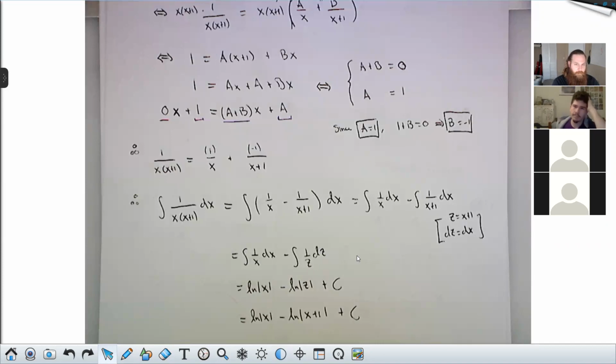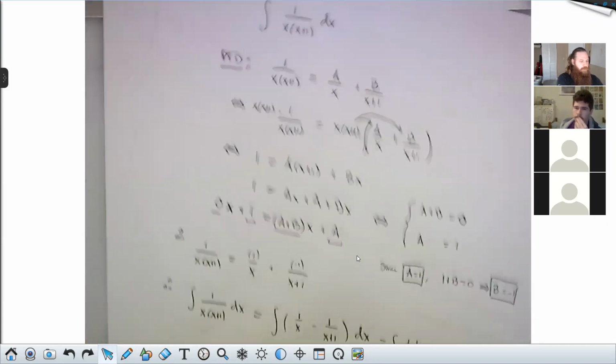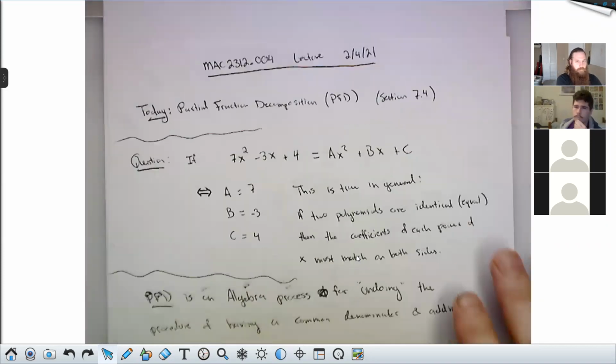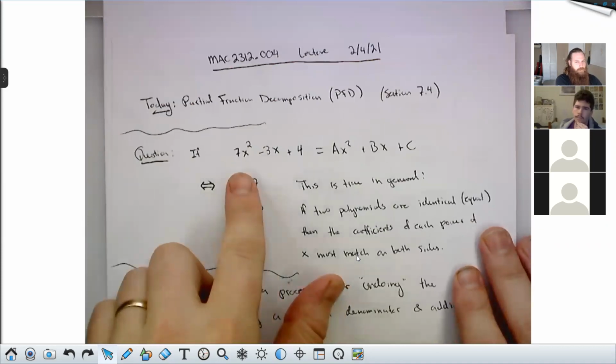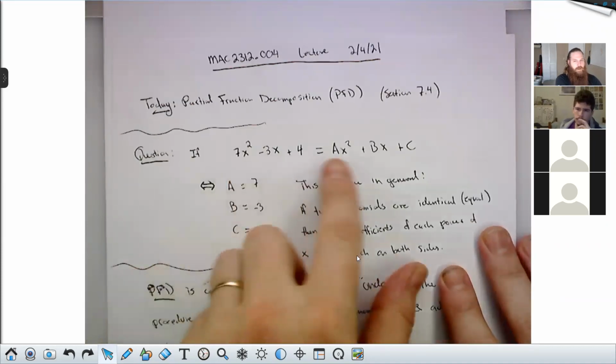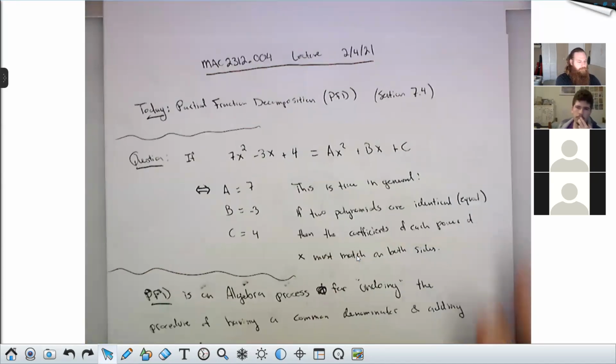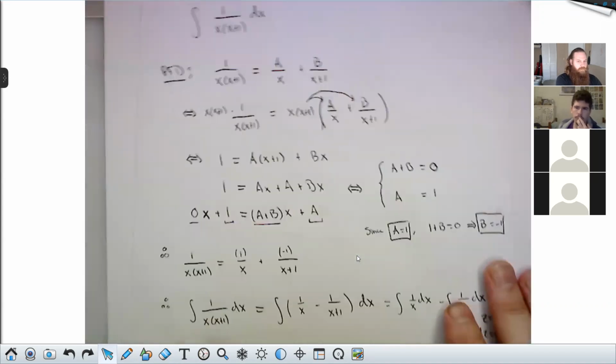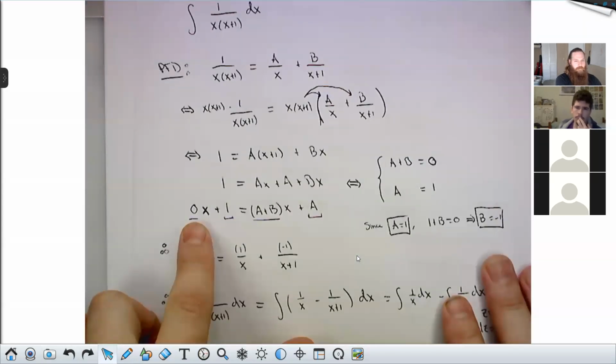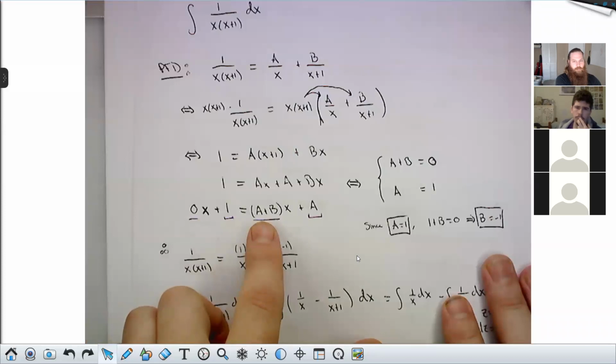Okay, I'm trying to wrap my head around this, but how did you derive that a plus b equals 0 and a equals 1? So remember the little quadratic thing we did at the front? I had a 7 on the left attached to x squared and an a on the right attached to x squared, so a had to be 7. Well, I had a 0 attached to x on the left and an a plus b attached to x on the right, so a plus b had to be equal to 0.